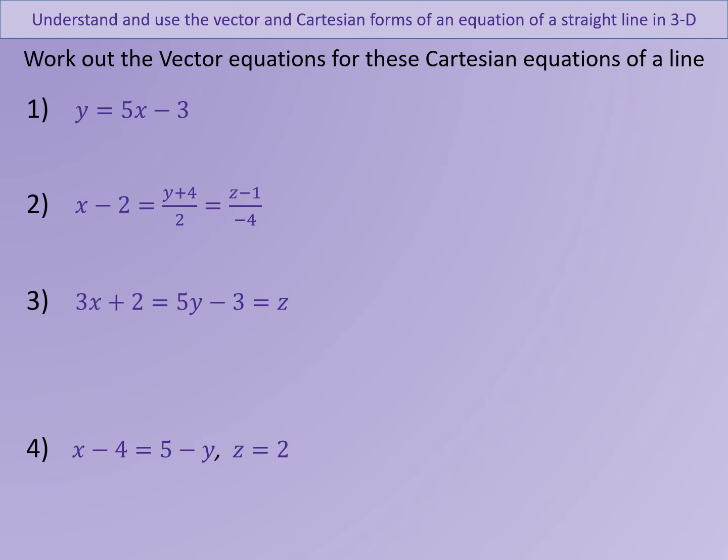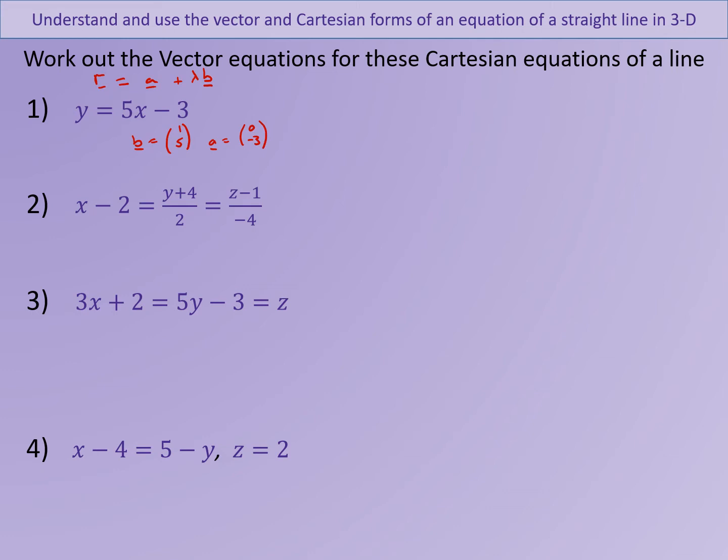So the first one is 2-dimensional, so we know that the vector equation is going to be in the form r equals a plus lambda b. B is the direction vector of the line, and because we know that the gradient is 5, we could say that the direction vector is 1, 5. For every 1 you go in the x direction, you go 5 in the y direction. For the particular point A, we could use any point on the line, and the easiest to spot here is the y-intercept, which is 0, minus 3.